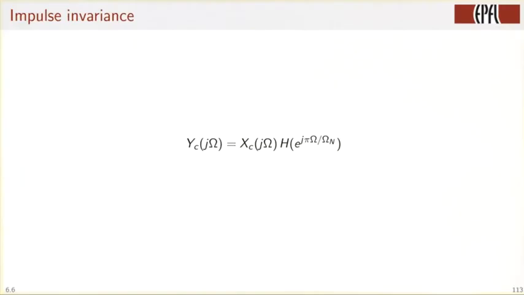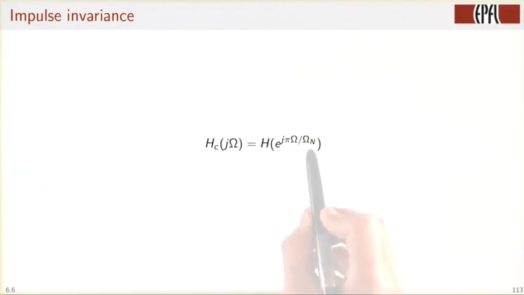In sum, Y_c is equal to the product of X_c times the discrete time Fourier transform of h, the sequence of the discrete time filter, rescaled, and we point this out: H_c(jω) is equal to H(e^{jπω/ω_N}). This means H(e^jω) is 2π periodic, so this function is 2ω_N periodic. This is what we call the impulse invariance between the discrete time filter and the continuous time filter.